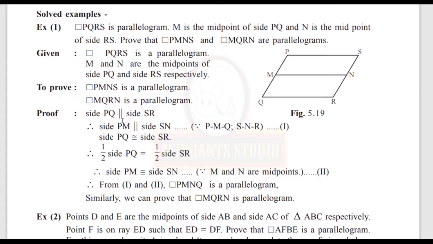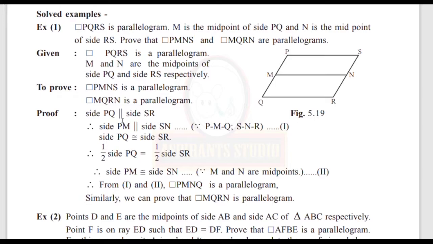Side PQ is congruent to side SR because of the definition of parallelogram. The opposite sides are congruent. The opposite sides are parallel as well as congruent. So here side PQ is parallel to side SR. Now we are taking side PQ is congruent to side SR. Now PQ is equal to SR.